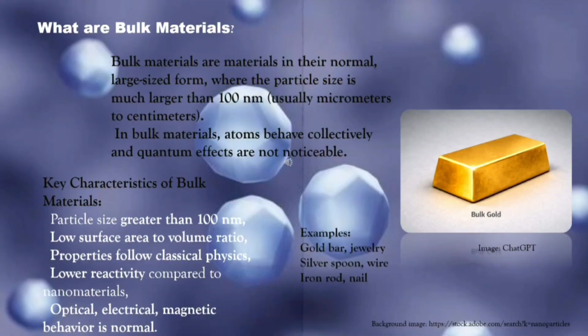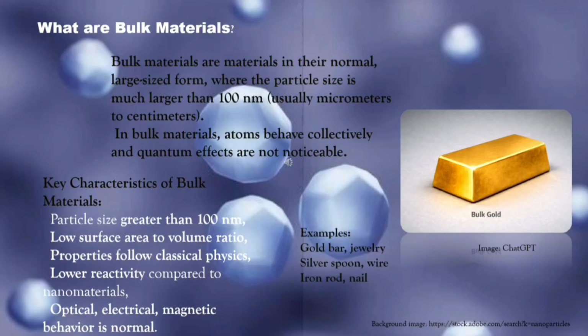Coming to bulk materials, they are substances in their ordinary large-sized form where the particle size is much greater than 100 nanometers, typically ranging from micrometers to centimeters. In bulk materials, atoms behave collectively and quantum effects are not noticeable. Because of this, their physical, chemical, optical, and magnetic properties follow classical laws and remain stable. These materials have a relatively low surface to volume ratio and low reactivity compared to nanoparticles.